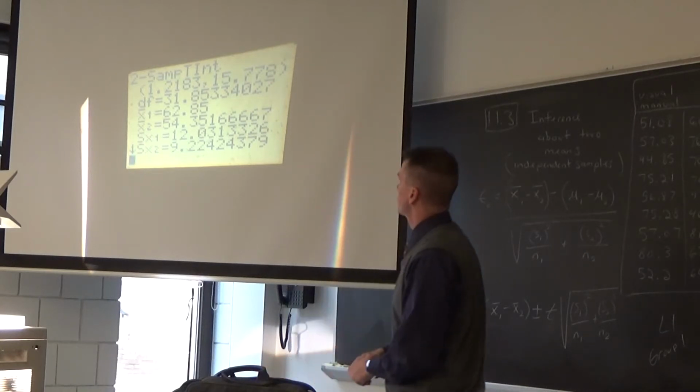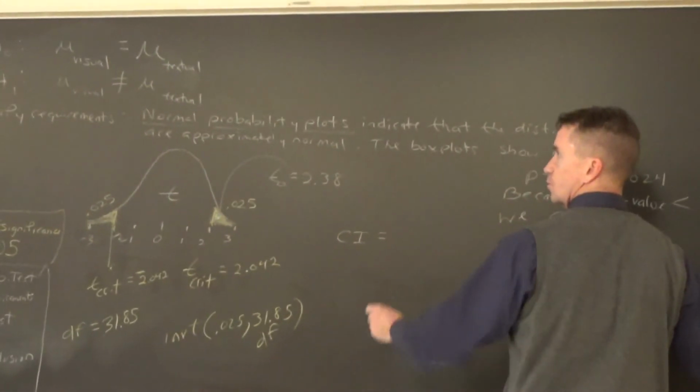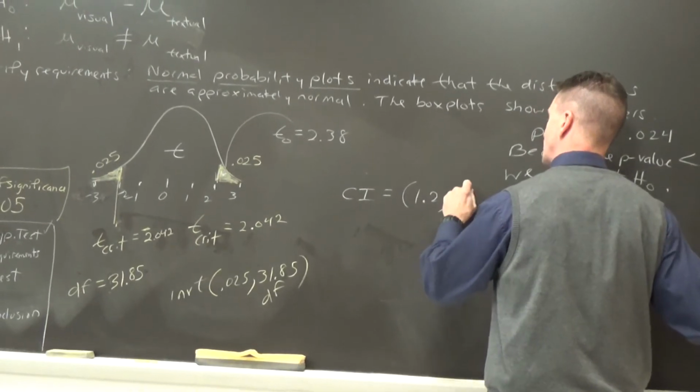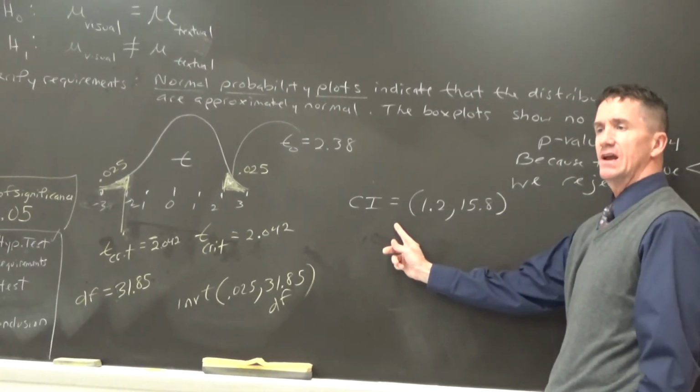1.21, and what's the upper number? Alright. 1.2 to 15.8. I'll just go up to 1 decimal place. Evan, this interval does not contain what?